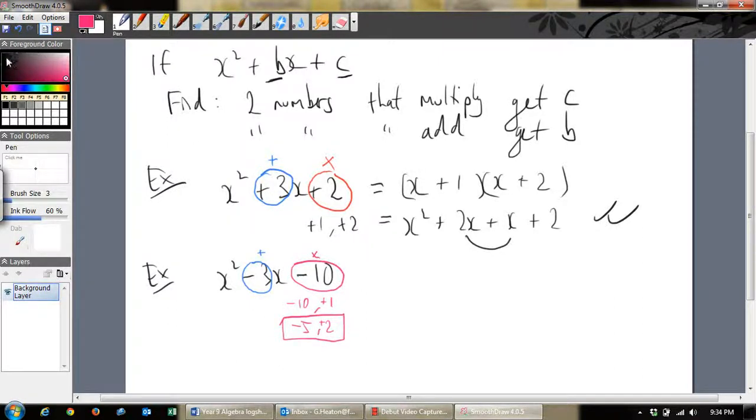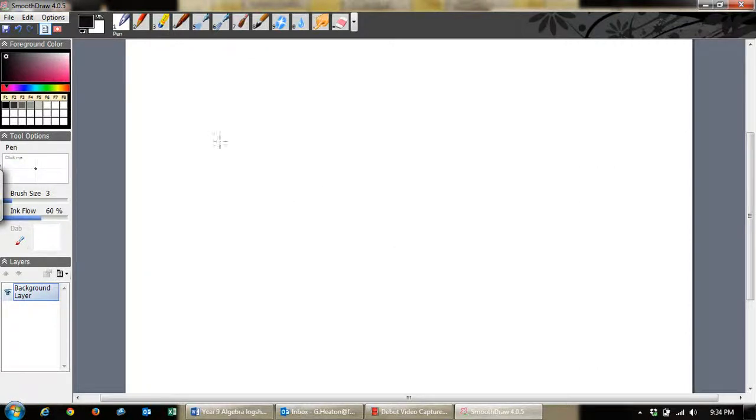Okay. So all we do, once we've found the two numbers, is write your two brackets, write your x's, and write your numbers in there. Negative 5, positive 2. And you can check that if you want to expand that to check your work. Okay. Let's have a look, just another example or two. You'll get used to doing these.